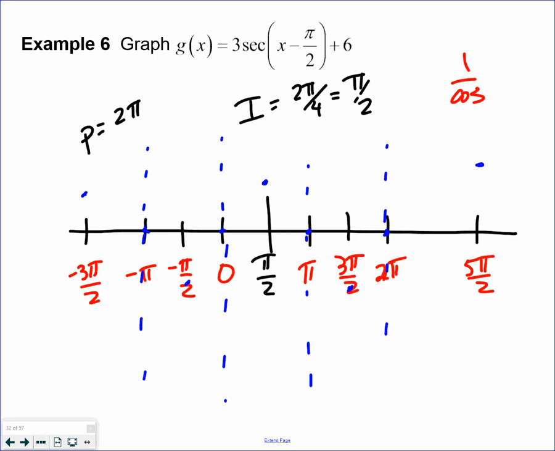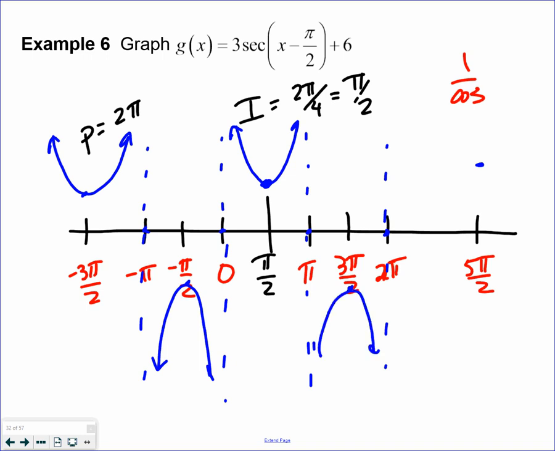Secant curves go away from the midline. So again, touching and away from the midline. Touching and away from the midline. It never goes towards the midline. It touches the underlying curve and goes away from the midline. So that is a secant curve.